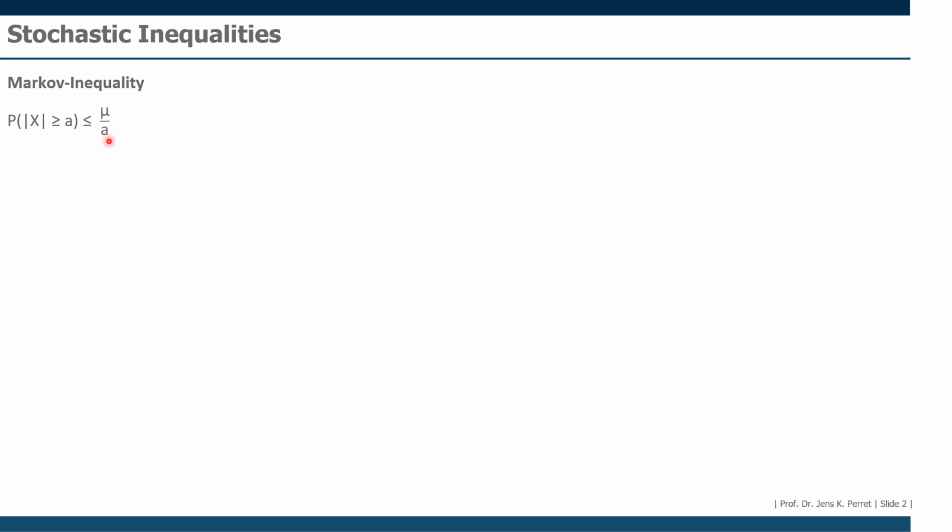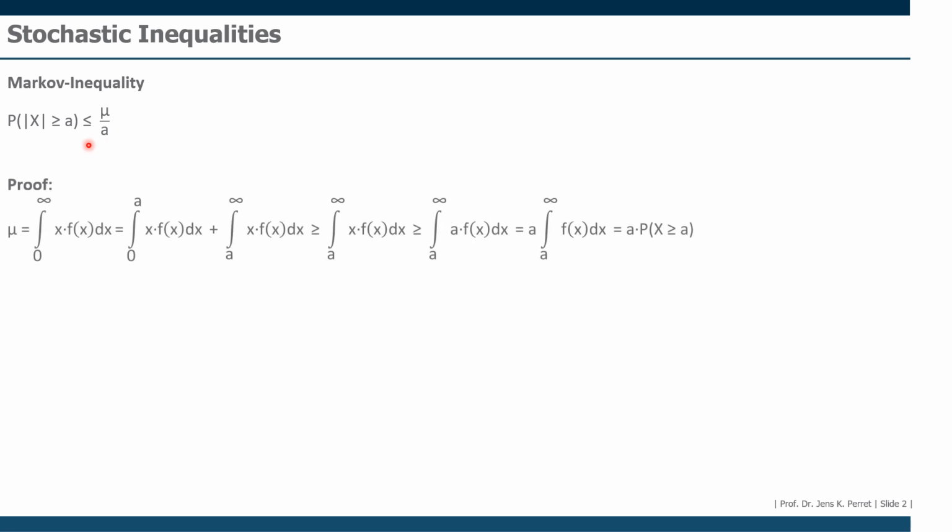Well, how do we get this Markov inequality? Well, we can simply start with the definition of the mean. That's more or less for a continuous distribution, the definition of the mean. Well, that's the integral from 0 to infinity. So we could split this integral up into one part going from 0 to a and a second part going from a to infinity.